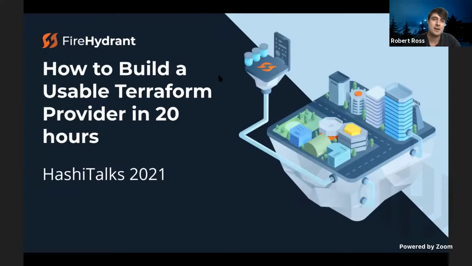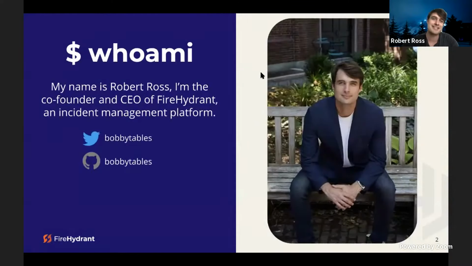This talk is called How to Build a Usable Terraform Provider in 20 Hours. So as mentioned, who am I? My name is Robert Ross. People like to call me Bobby Tables. That's what I am on Twitter, GitHub, and every other social media platform. I am the co-founder and CEO of FireHydrant, an incident management platform.